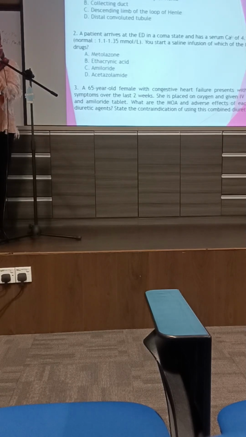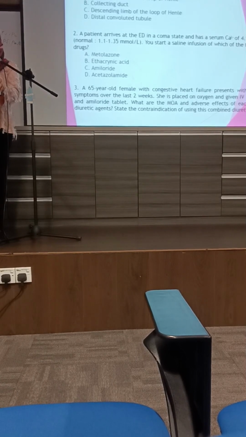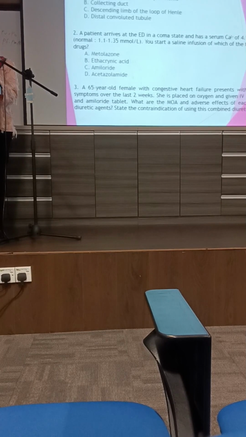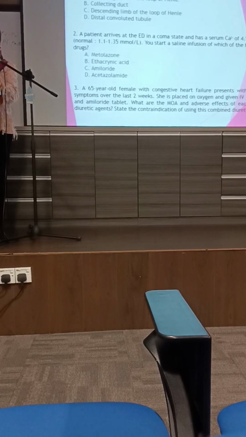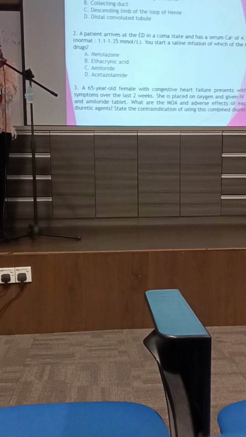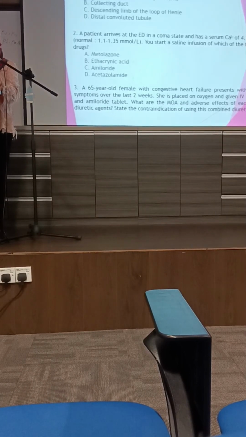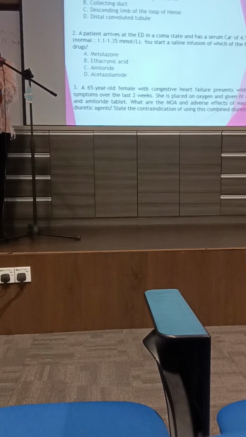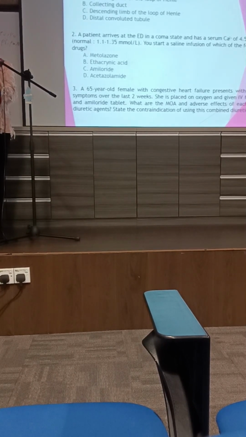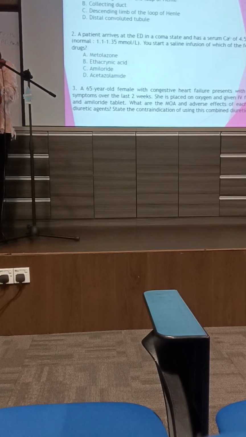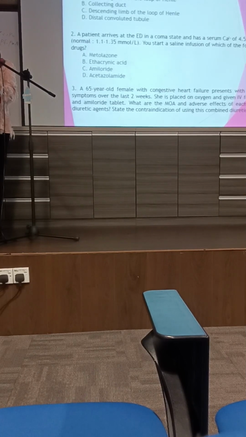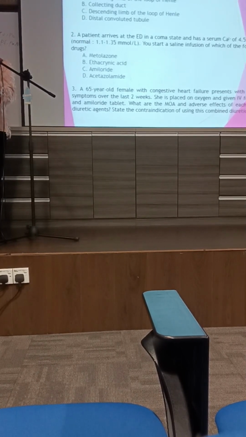Alright, number 1: furosemide acts to inhibit sodium reabsorption in which of the following locations? Furosemide is a type of loop diuretic. So which is the site of action for furosemide? A, B, C, D. Okay, A, the ascending limb of the loop of Henle.